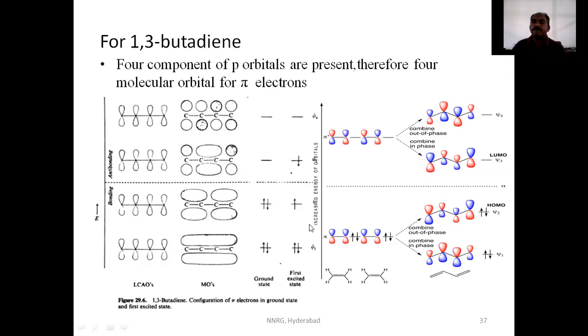This molecular orbital we call HOMO. Why is it called HOMO? It is the highest occupied molecular orbital, because electrons are present in it.